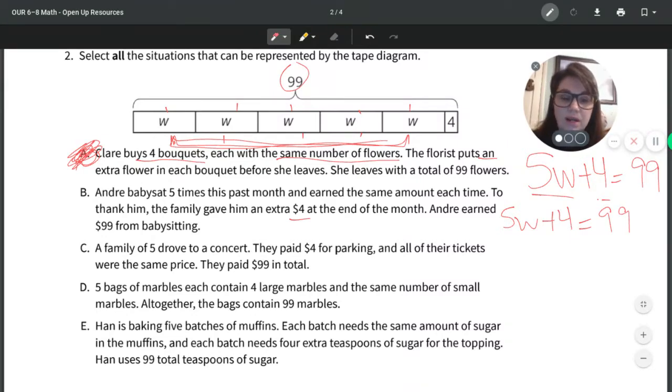Well, when we write it out in an equation, you'll see that that equation matches exactly the equation that we got from the tape diagram. So B is a situation that fits that tape diagram. So that one is a good one.